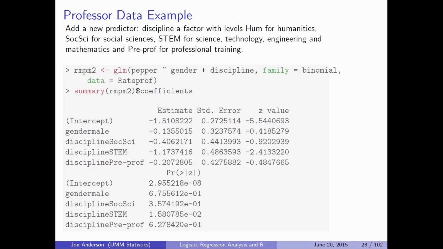So on the previous overhead, if we're going to talk about this coefficient right here for STEM, it's a negative coefficient. This would mean that the odds of a STEM faculty member being in the numerator of the odds ratio would have lower risk of getting a pepper rating, being attractive according to students, compared to the denominator grouping, which would be humanities.